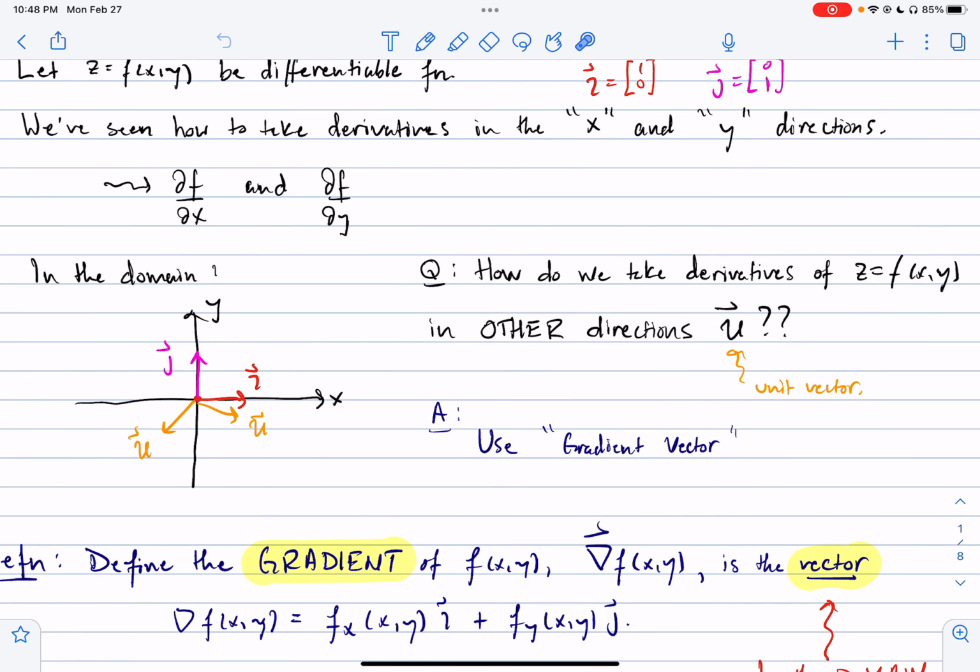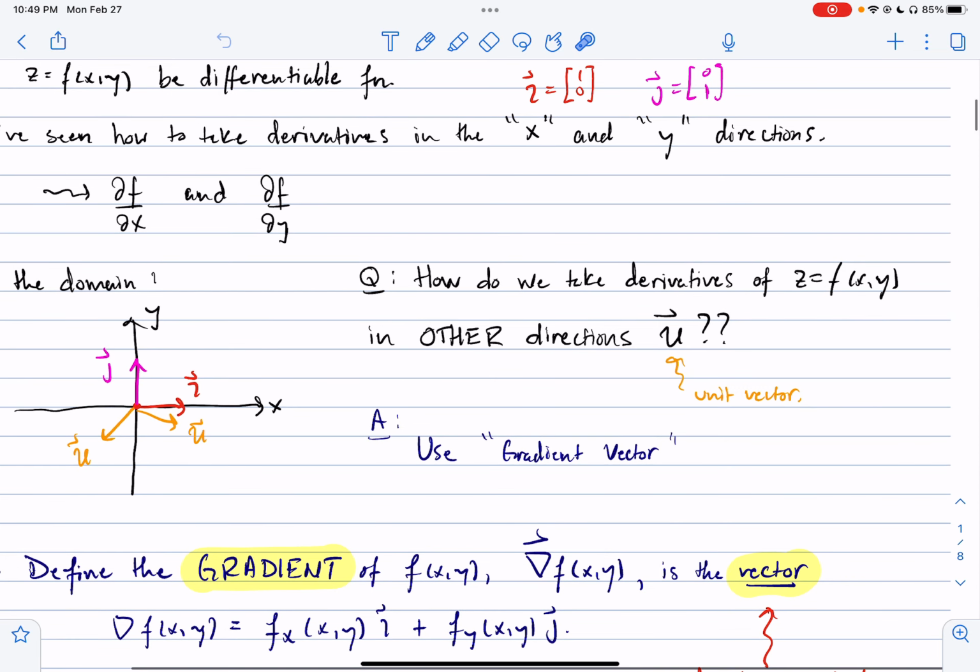And you can think of these two partial derivatives as if I have these coordinate axes x and y in the domain of f, then the partial derivative of f with respect to x is the change in f as I move directly in the i direction, where i is the standard unit vector, 1, 0. And likewise, the derivative with respect to y measures the change in f as I move a little bit in the y direction, keeping x constant.